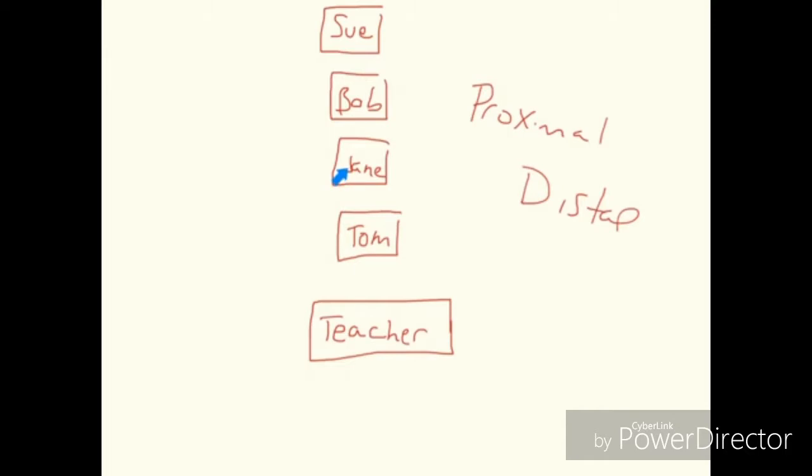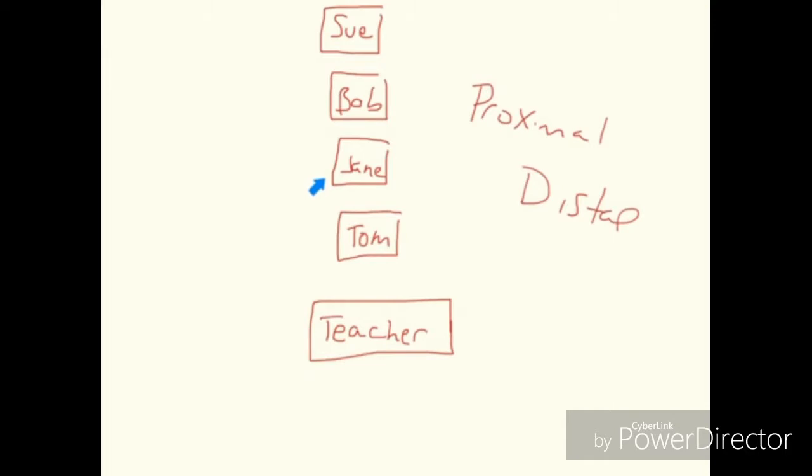Jane is distal to Tom. Jane is further from the teacher than Tom is. Jane is proximal to Bob. Jane is closer to the teacher than Bob. Bob is distal to Jane. Bob is further from the teacher than Jane.